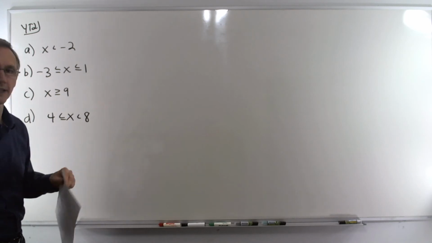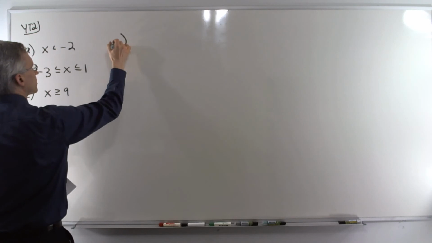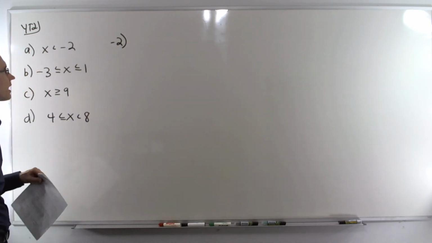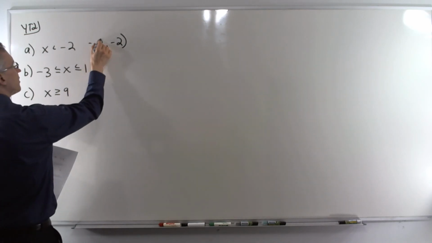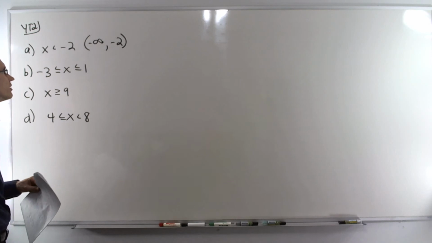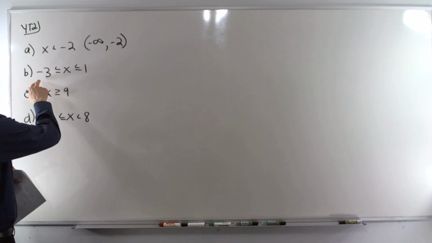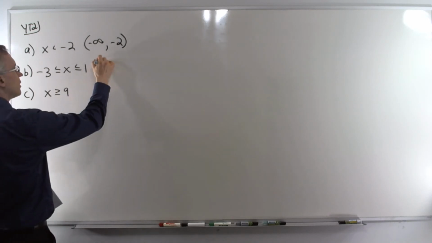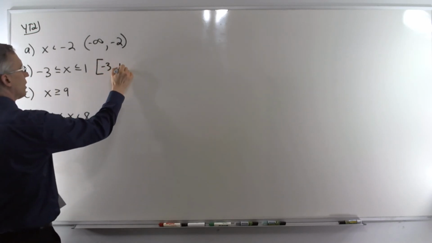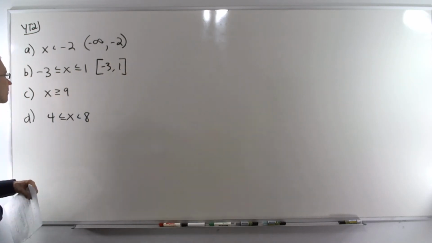First one, x is less than -2. So we have strictly less than, so that is going to be a parenthesis next to -2. And we're going all the way to the left, so we're going all the way to negative infinity. So negative infinity to -2. Next up, we got -3 is less than or equal to x, less than or equal to 1. So we have two endpoints here, so not an infinite interval. This will be a finite interval with endpoints at -3 and 1. We have less than or equal to, so that's the bracket, less than or equal to, bracket.